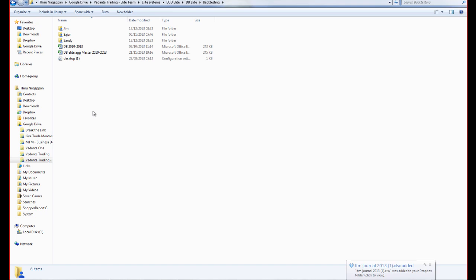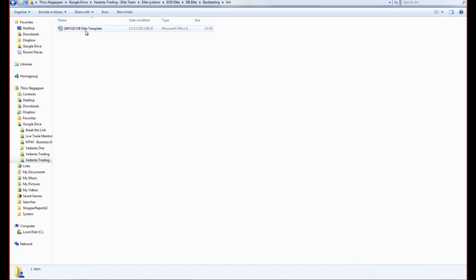That's in there. And then under your name, I have put a GBP/USD DB Elite template. Do I need to fill the template in, or will I copy that? Yeah, let's do a copy, but I'll explain to you using the template first, and then let's do a copy, yeah?